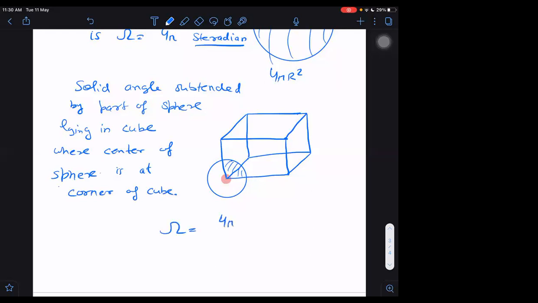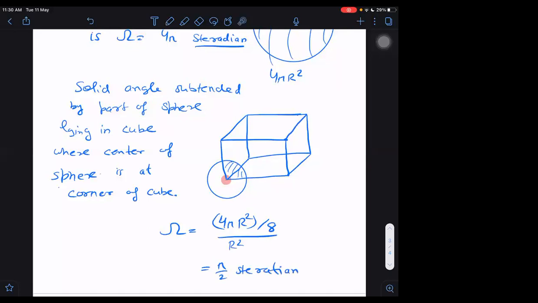Why? Because 4 pi r square divided by 8 will be the area, divided by r square. So it will become pi by 2 steradian. Are you understanding why I am dividing by 8? Because how many cubes can be surrounding this point?